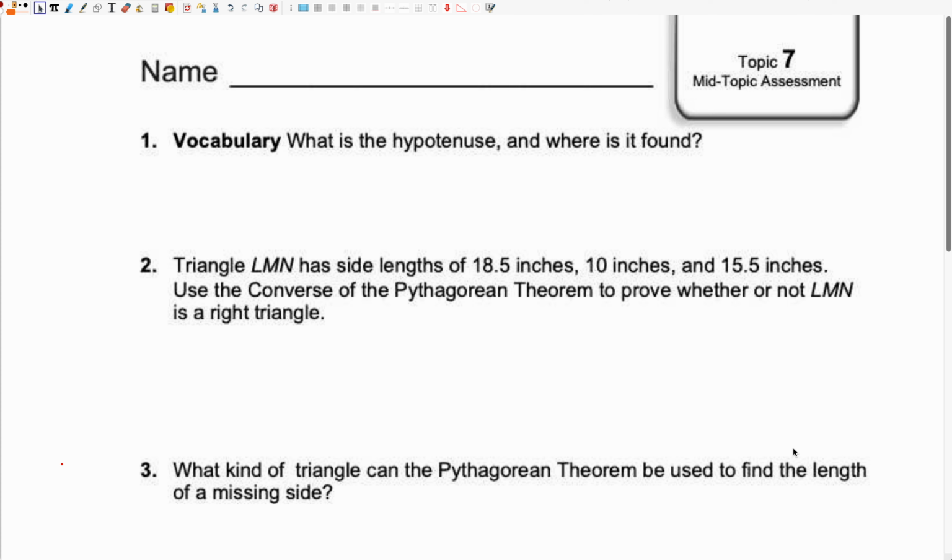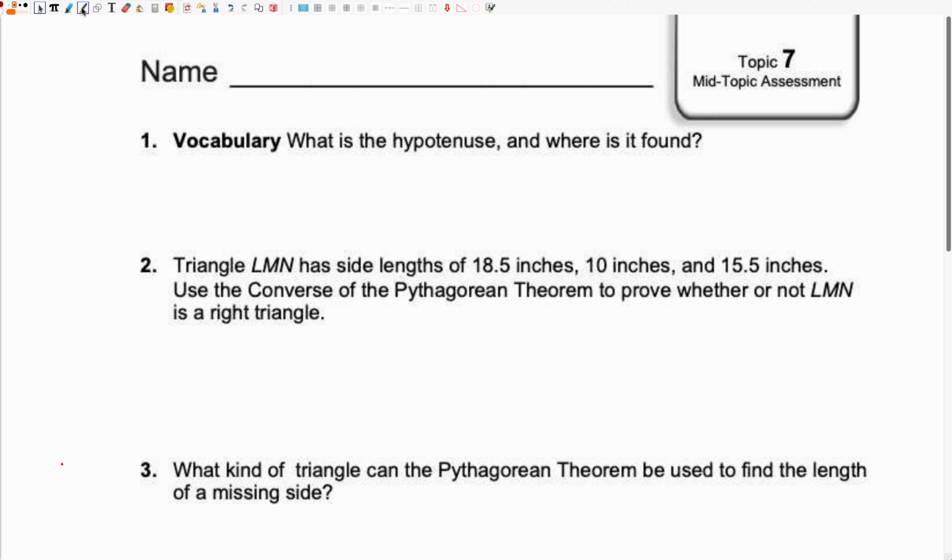Okay, pre-algebra. This is a review for the quiz you're going to take tomorrow over the Pythagorean theorem stuff that we've been doing for the last week and a half or so. It's going to be really straightforward. There are no trick questions. I'm not trying to stump you or anything. I'm going to give you basic examples of the skills that we have learned with the Pythagorean theorem.